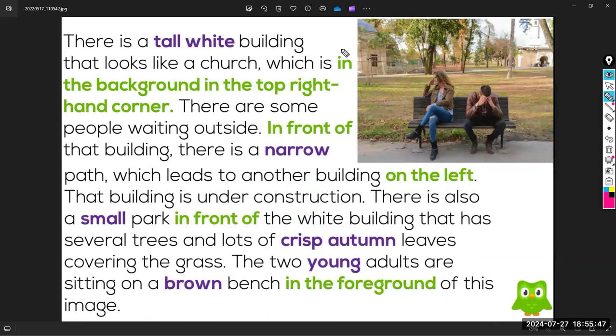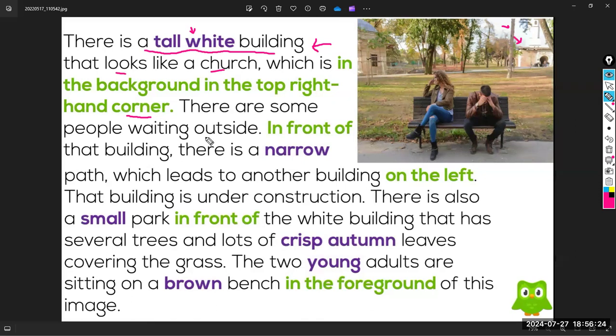So notice how I want to start with talking about the surroundings. I don't have to go into details in the beginning. There is, or this picture shows, a tall, white building. Notice that I didn't only say a tall building. I mentioned the color because I want to be vivid in describing the image. That looks like a church. This is what I guess, which is in the background in the top right hand corner. I want to mention the exact location.